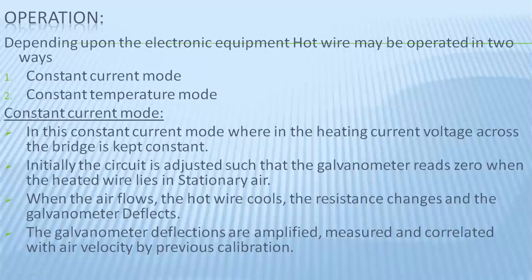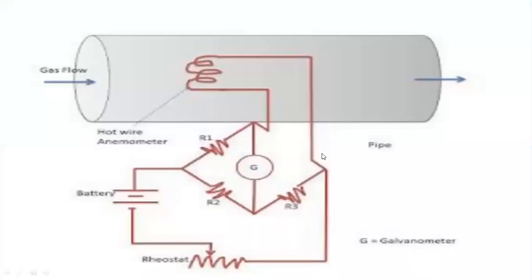The resistance changes in the hot wire anemometer, and automatically the galvanometer is deflected. The galvanometer deflections are amplified, measured and correlated with air velocity by previous calibration. By using these galvanometer deflections, I can calculate the flow rate of the air using this hot wire anemometer experiment. So this is the overall setup of the hot wire anemometer with a constant current.